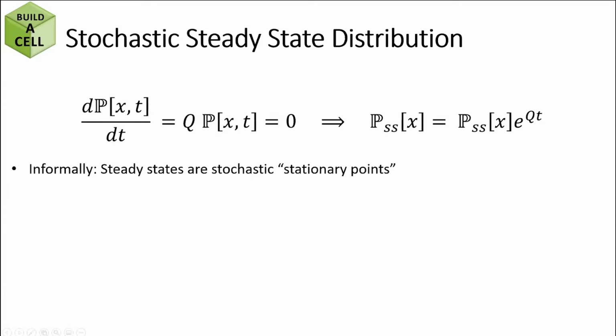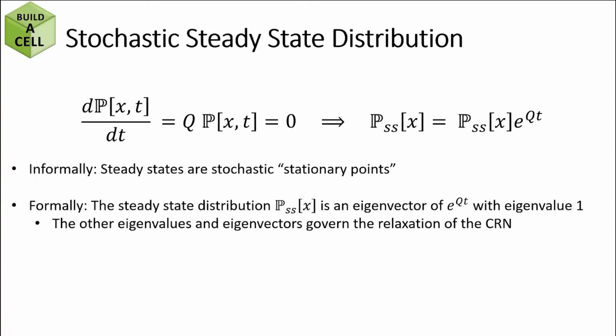And informally, you might think of steady states as the stochastic equivalent to stationary points or fixed points or attractors that you have in a dynamical system. In the deterministic case, there's sort of an analog there. More formally, you can also think of the steady state as an eigenvector of this matrix e to the Qt with eigenvalue of 1. And so this is a very formal way of thinking about it, but it's helpful for analysis. And if you don't know about eigenvectors and eigenvalues, that's okay.